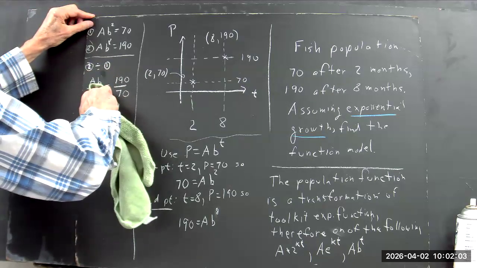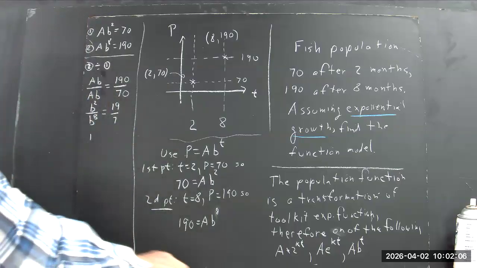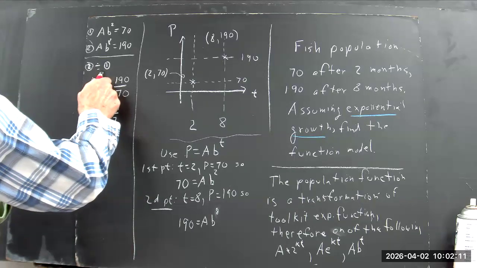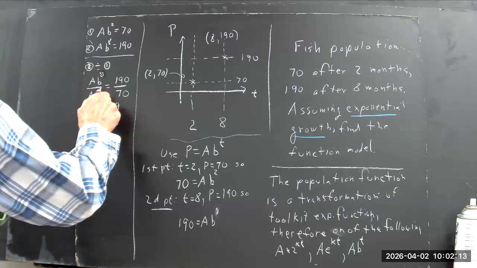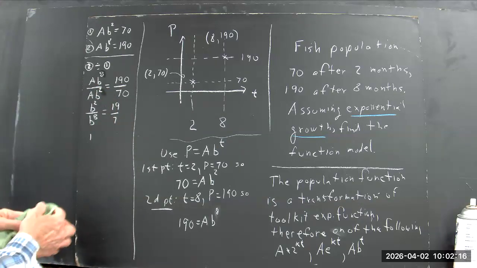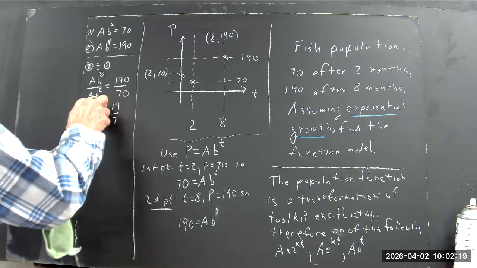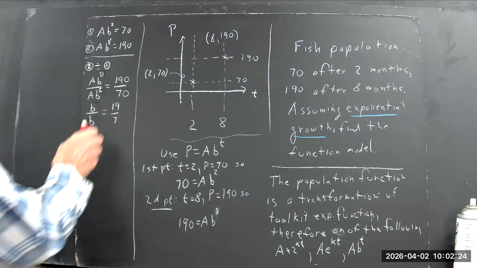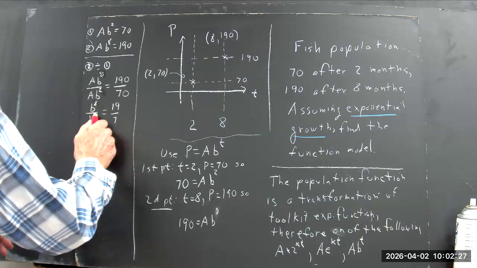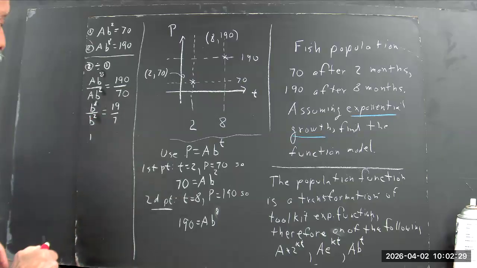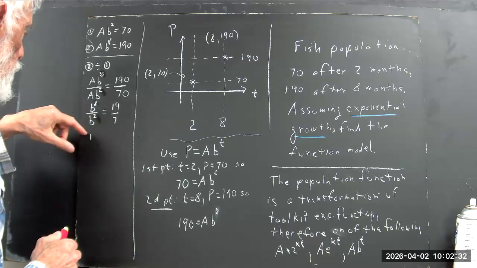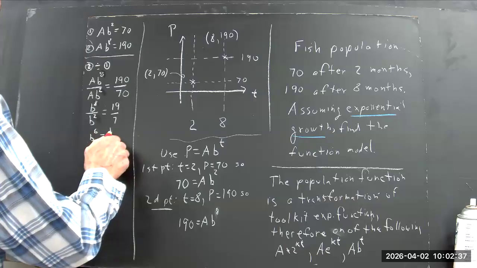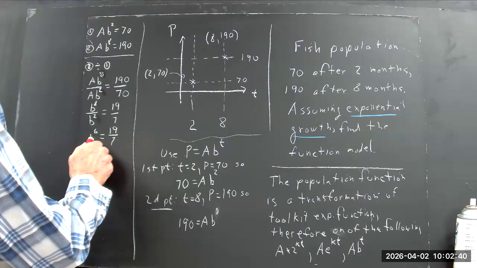So what I should have written was ab to the 8th divided by ab squared. And of course, that gives us b to the 8th over b squared. And you probably see what we're going to get next. Now, when we divide b to the 8th by b squared, we get b to the 6th, and that's equal to 19/7.